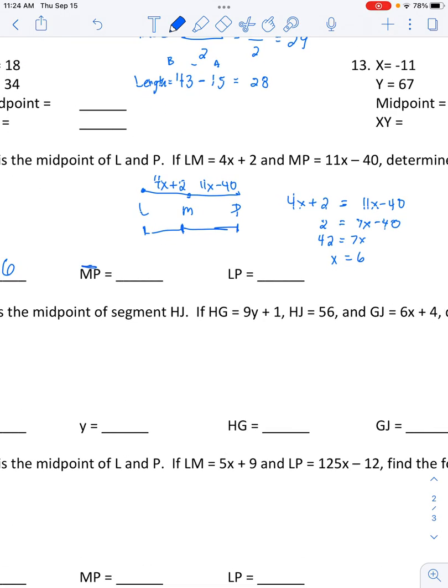And then when you get these two segments here, that essentially is asking for the length from M to P. So I'm just going to plug that into my MP, 11x minus 40. So 66 minus 40, 26. And then for LP, do the same thing. Sorry, LP is the whole length. Now, if we know that MP is 26, LM, by default, must be 26 because we knew it was the midpoint. They're the same distance. That means LP is 26 plus 26, or 52.